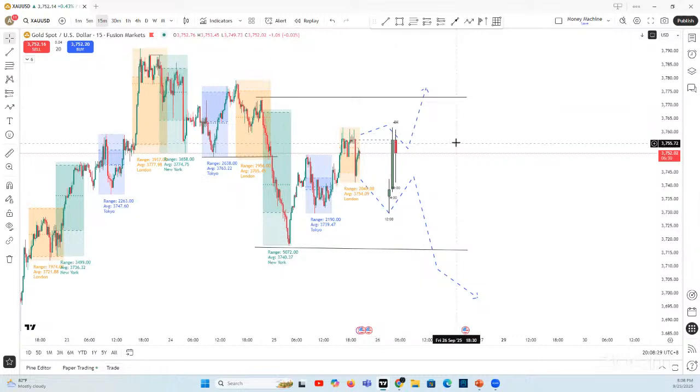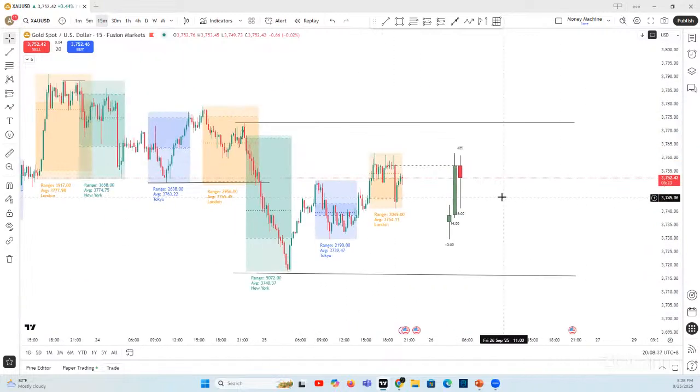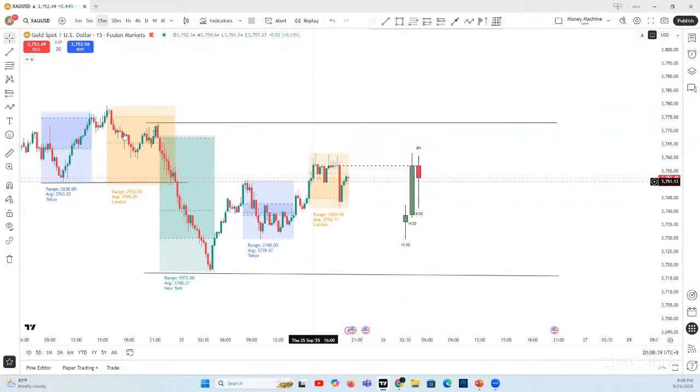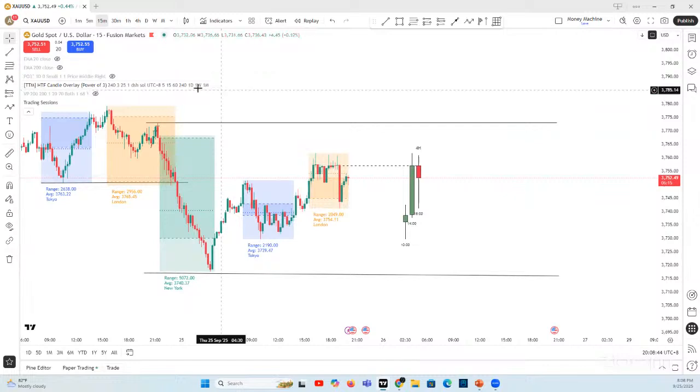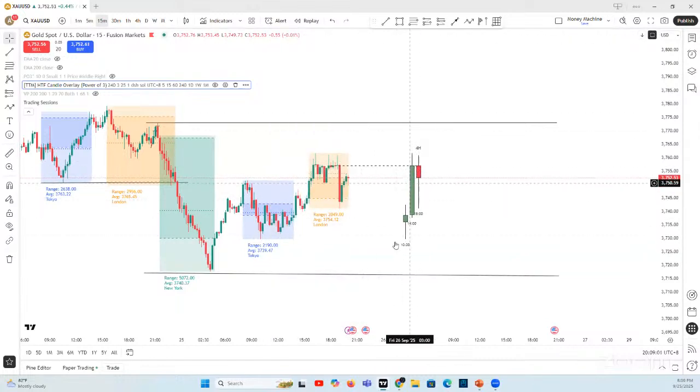Now, for example, I stop the replay. Now this is the current price action. Just use this indicator, which is the TTM HTF candle overlay power of 3, and just change this to 4 hour. You will have number of candles 3. I changed it to number of candles 3. So 1, 2, 3. You are seeing the last three 4-hour candles.